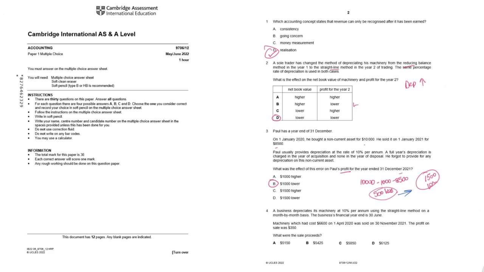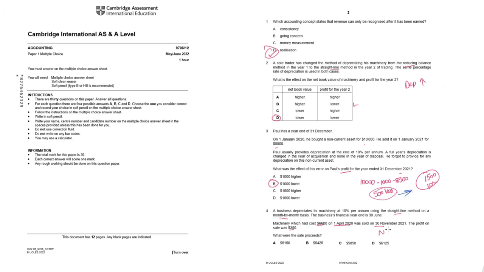Question number 4. A business depreciates its machinery at 10% per annum using straight line on a month by month basis. The financial year ends on 30 June. The asset was bought for 6,600 on 1st April, which is the cost. Sold on 30th November next year. Profit on disposal was 350. What are the sale proceeds?